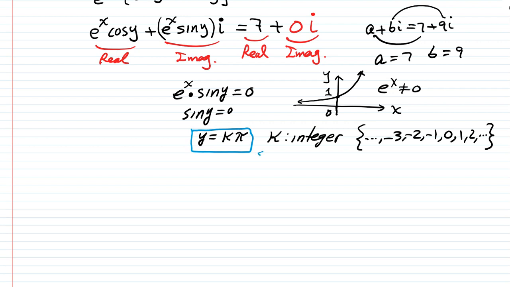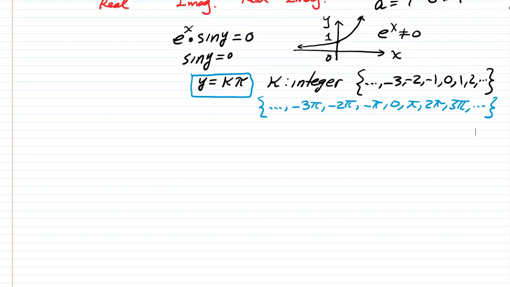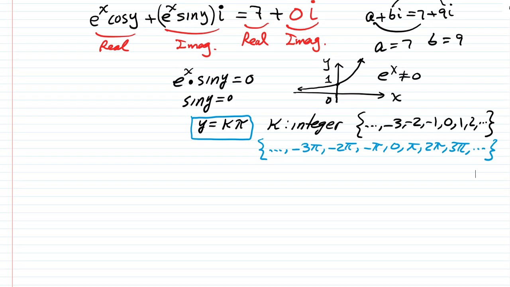Now just to write out some numbers again here. When k is, for example, -3, so -3 pi, -2 pi, -pi, 0 pi, 2 pi, 3 pi, and so forth. These are all solutions to that portion. Okay, this isn't the final solution, by the way. But so far we have the solution for the imaginary part.